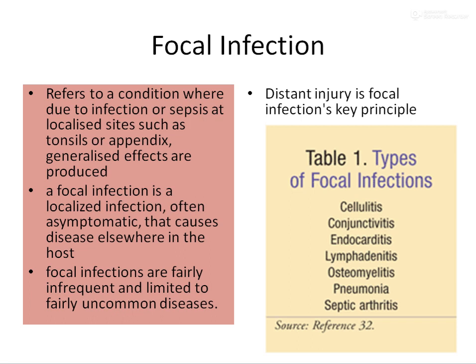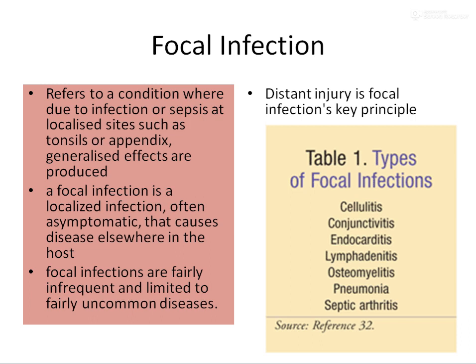And what happens is, though the causative agent is present at one particular region, the disease either remains asymptomatic, or, though the causative agent is located at one particular region, the total disease is found somewhere else. It is a distant injury. That is the main key principle of focal infection.